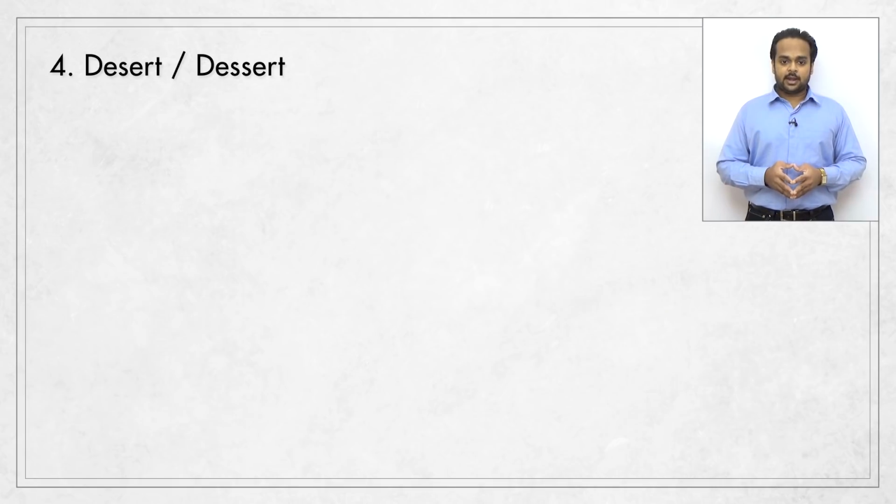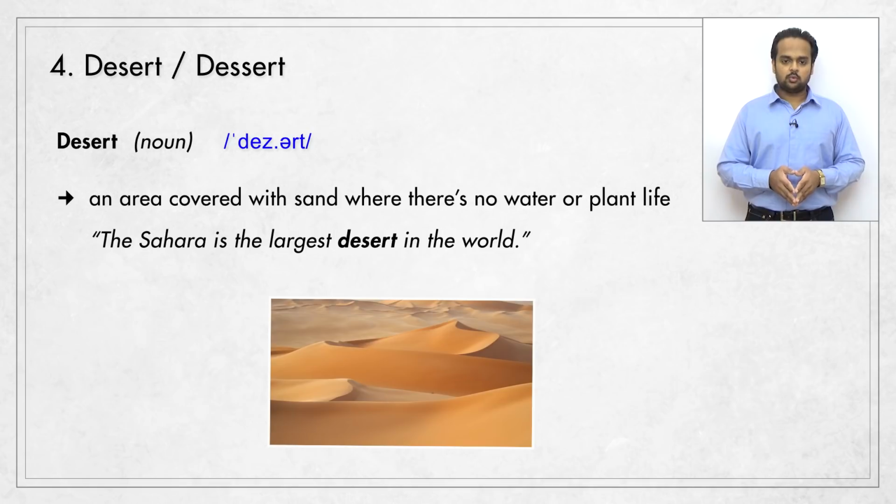Number 4 is the pair of desert and dessert. Desert with only one S is a noun that refers to an area covered with sand where there's no water or plant life. For example, the Sahara is the largest desert in the world.